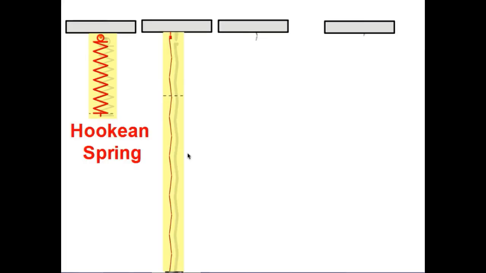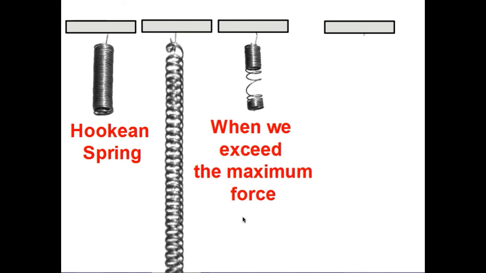Let us discuss this idea. This spring is a Hookean spring. It obeys Hooke's law. The tension is proportional to the elongation. When we exceed the maximum force, the spring didn't go back to its initial length and it was damaged. And sometimes if we increase the force more, we can break the spring.